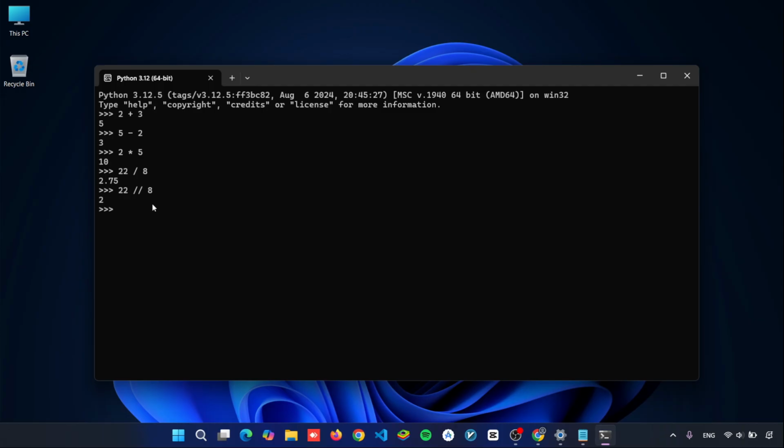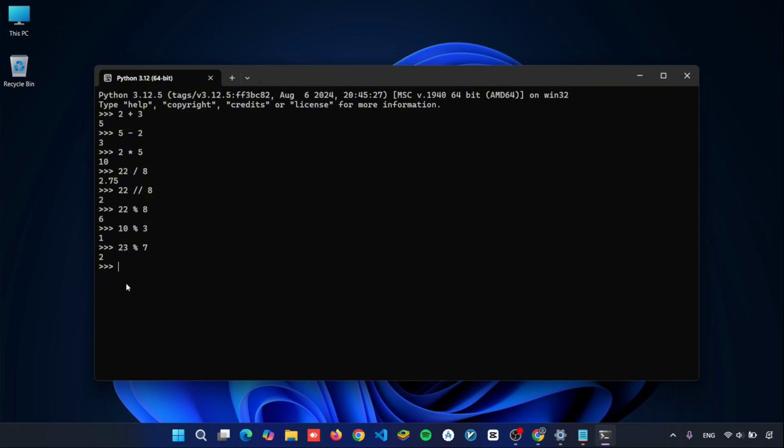The next one, we have the remainder operator, which gives us the remainder. For example, the remainder of 22 divided by 8 is 6. This is the remainder operator. Or the remainder of 10 divided by 3 is 1. It's because 3 times 3 is 9 and 1 is the remainder. Or something like 23 divided by 7, the remainder is 2 because 7 times 3 is 21 and the remainder is 2.